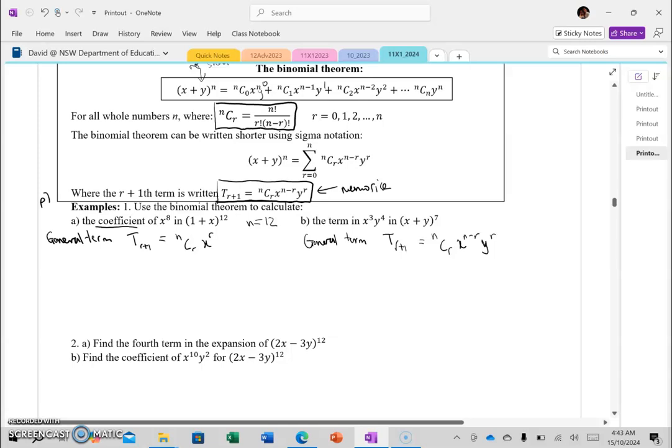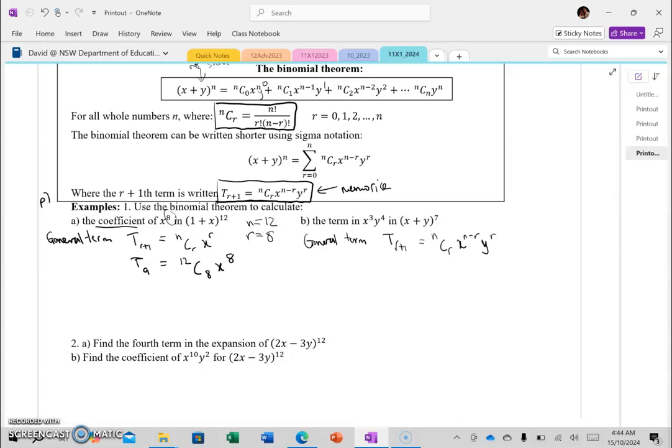Now let's start off with the general term expression for (1 + x) to the n, which is nCr x to the r. If I want x to the power of 8, that guides me that I want r to be equal to 8. So if r is equal to 8, I get that the ninth term, subbing in n is 12, is 12C8 x to the 8. So that'll be the ninth term, the term that has x to the power of 8.